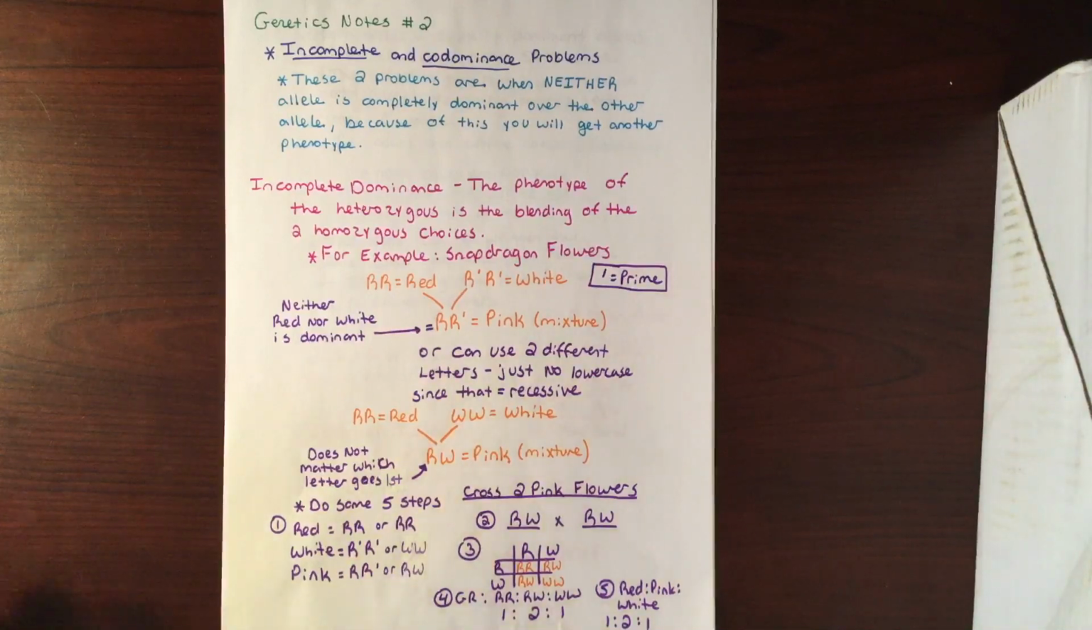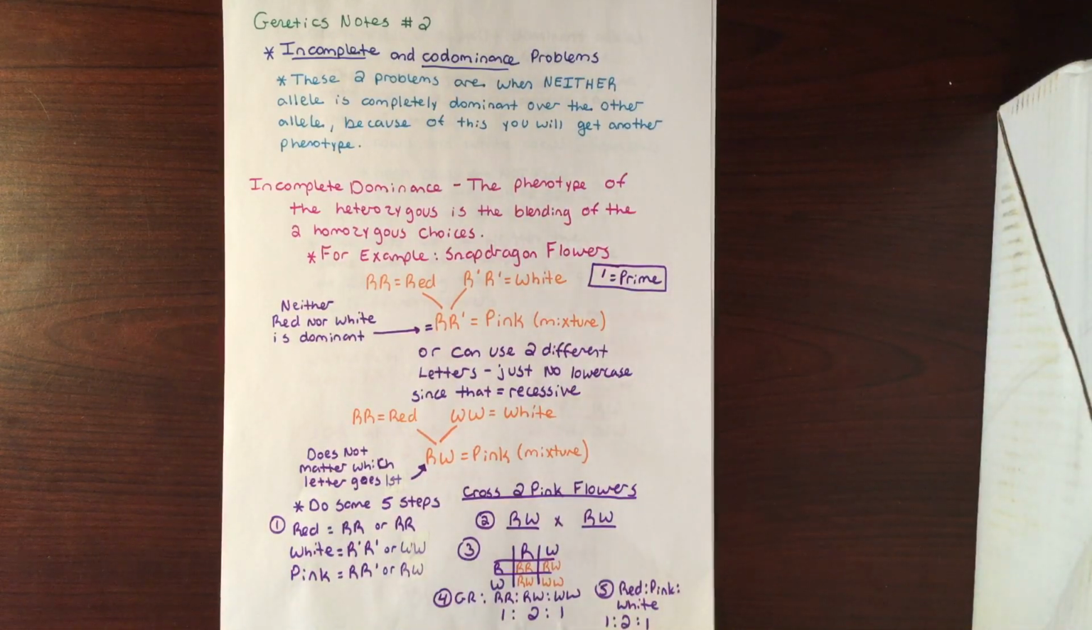So the other day you guys learned about monohybrid crosses, which means that you cross one trait, and within that one trait you had one allele that was stronger than the other, one gene that was stronger than the other. So because of that, we had dominant and we had recessive. We had capital case letters and we had lowercase letters. In these 2 problems that you guys are going to see, neither allele is dominant over the other allele. Neither trait is dominant over the other. And because of this, you're going to get a different or a mixture or blended phenotype, meaning you're going to get a third choice here.